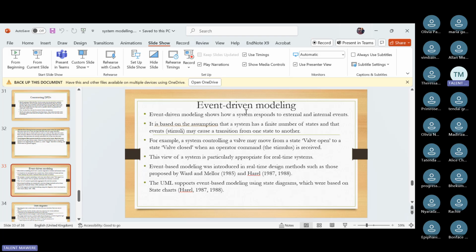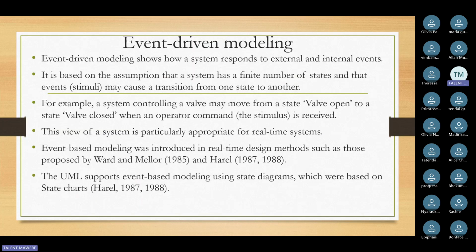Like I said, some actions or some systems are triggered by certain events happening. We call it event-driven modeling. In event-driven modeling, systems respond to external and internal events. It is based on the assumption that a system has a finite number of states and that events may cause a transition from one state to another.